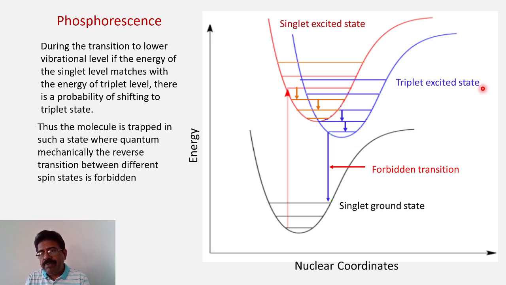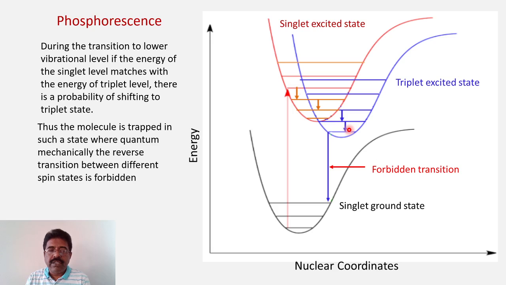Because here, in the triplet state, you know that S is equal to 1, and this is the ground state, which is a singlet state, so S is equal to 0. So spin quantum numbers are different. Therefore, this transition is not allowed quantum mechanically. So you can see here this transition, even though the arrow is shown, is forbidden. Forbidden means it is not allowed. So the molecule is trapped in the excited state.